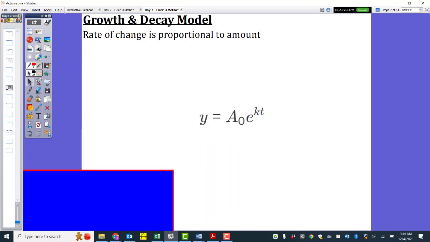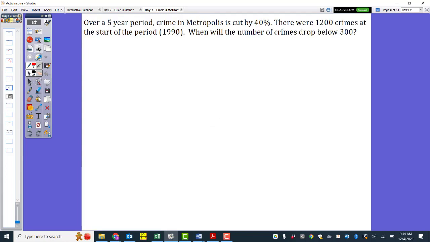Exponential growth and decay comes from this formula right here, where a naught is your initial, k is your proportionality constant, t is the amount of time, and y is your final. We're going to have different problems that all apply to this, like crime rates, growth rates, or half-life. We're going to do one like this, and I'll let you see how it works out.